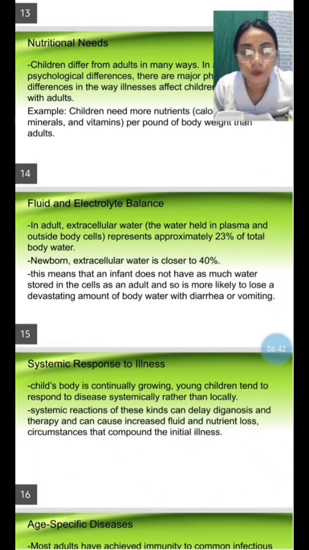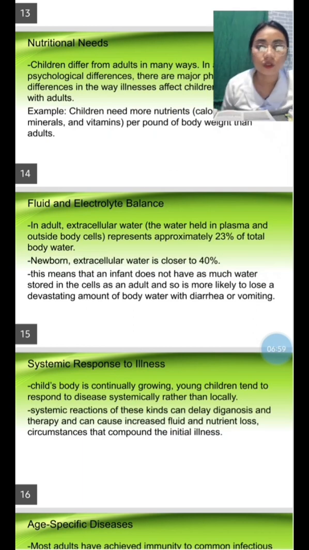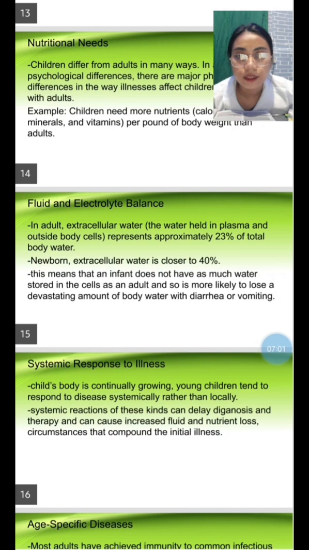So let's proceed to the fluid and electrolyte balance. In adults, extracellular water, the water held in plasma and outside body cells, represents approximately 23% of total body water. In a newborn, extracellular water is closer to 48%. This means that an infant does not have as much water stored in the cells as an adult, and so is more likely to lose a devastating amount of body water with diarrhea or vomiting.